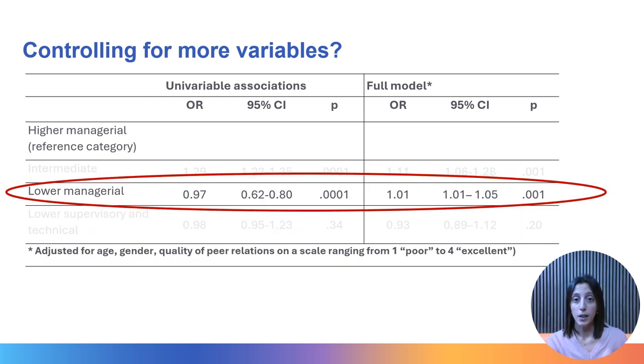Once the analysis includes control variables of age, gender, and quality of peer relations, we see that the odds ratio for lower managerial socioeconomic status changes direction, with the results now indicating that students with parents on lower managerial jobs are more likely to report enjoying school than students with parents on higher managerial jobs.